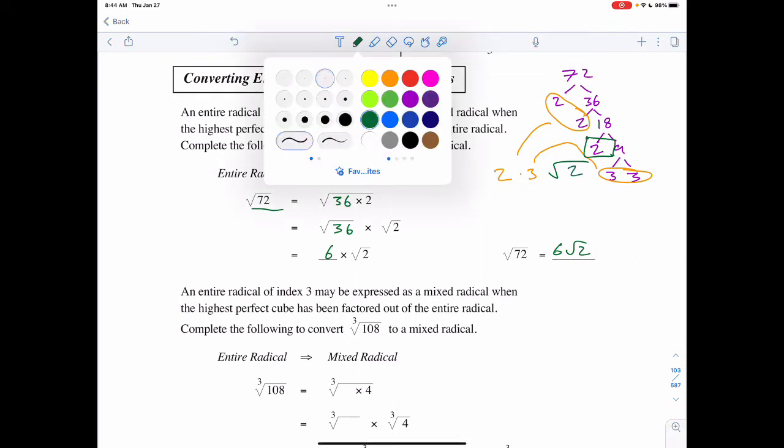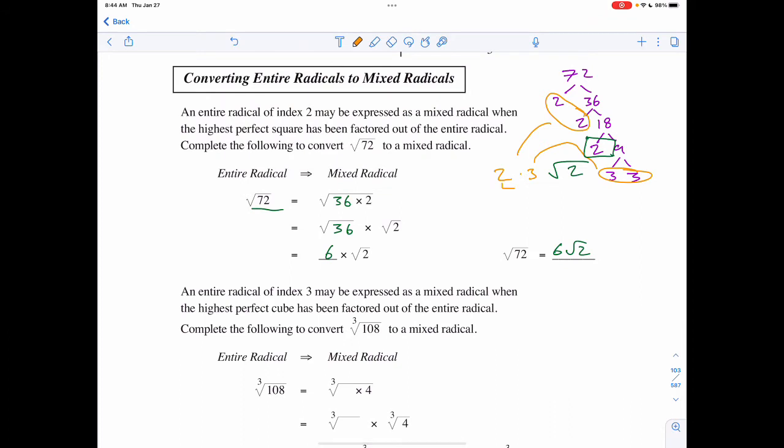And then at the end, all I do is I multiply together whatever is outside the radical, I multiply together whatever is inside the radical, and I'm going to get the answer 6 root 2. So I will admit, if you can do it this way, it's faster. But if it's bigger numbers or you're having issues, this method will always work as well.